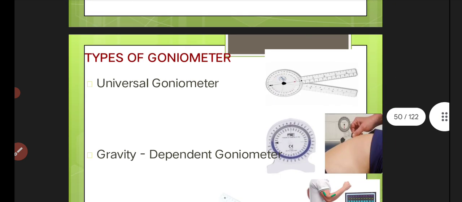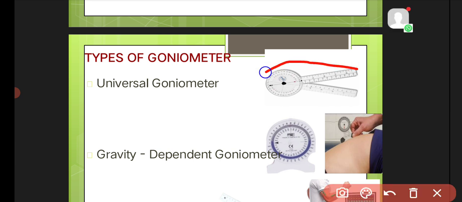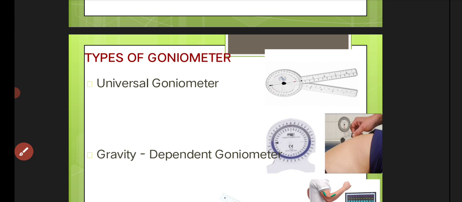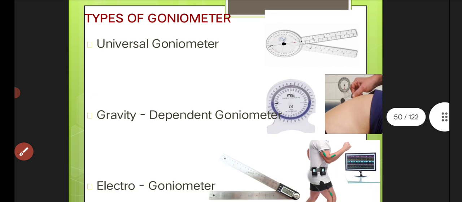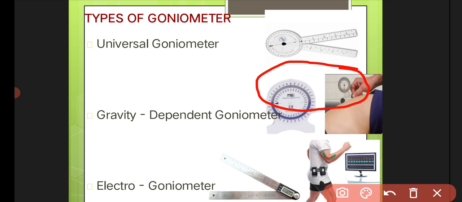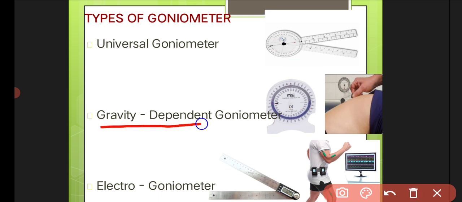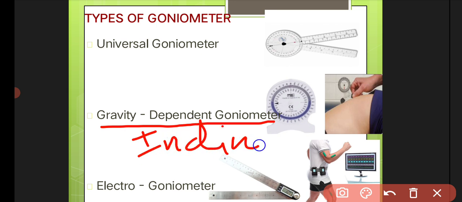Next one is the types of goniometer. The first type is the universal goniometer. In normal day-to-day physiotherapy, we use this type of goniometer. Next one is the gravity dependent goniometer, which is also known as the inclinometer.